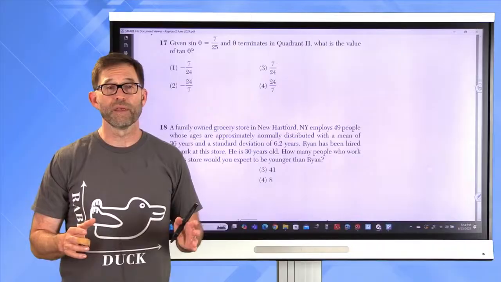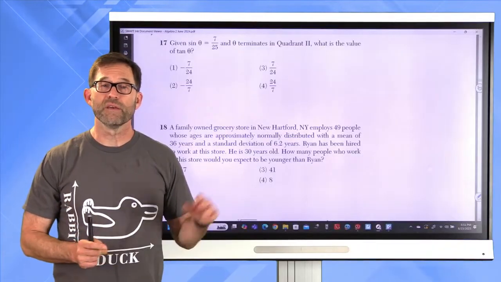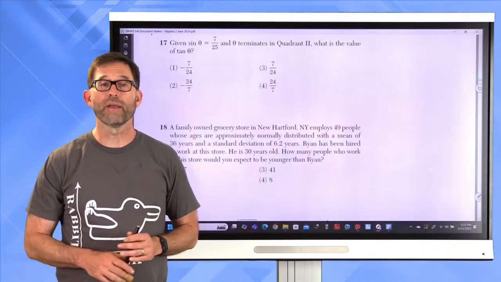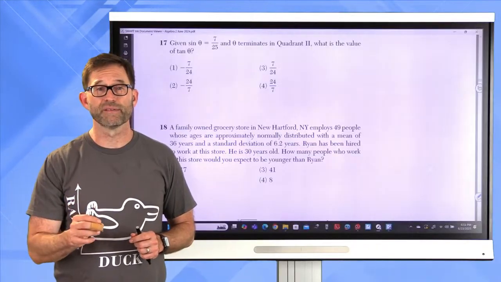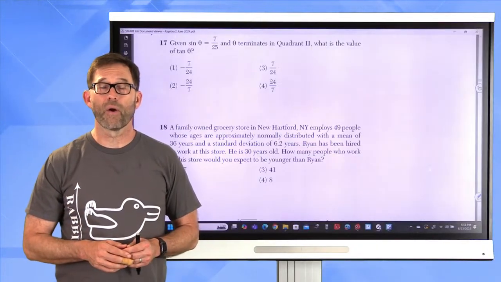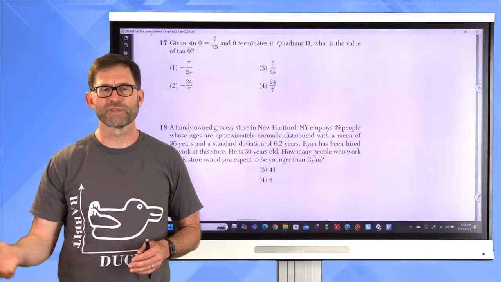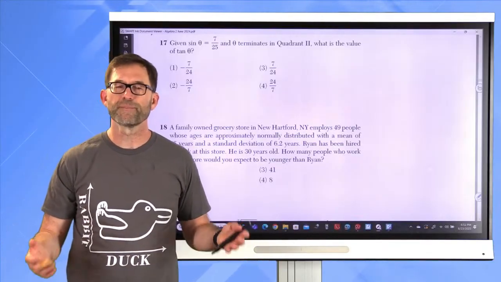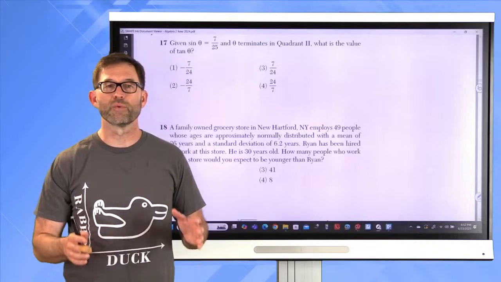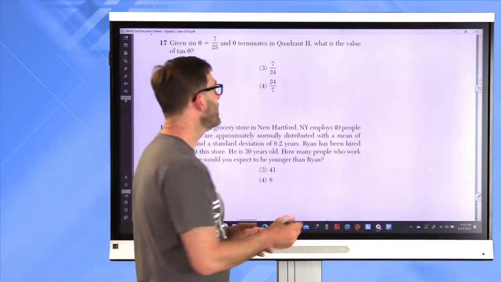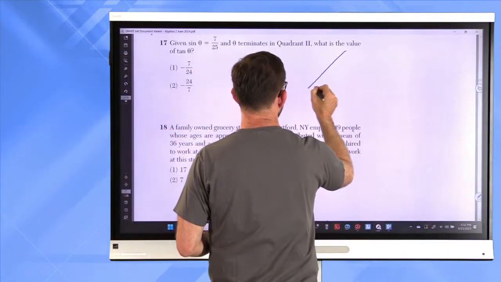So one of the things that the standards are very clear on is if you're given the value of sine or cosine and you're given the quadrant that the angle terminates in, you should be able to then figure out also the value of tan theta, cosine theta, etc. Now, one of the easiest ways to really think about this problem is actually to consider a right triangle trig.